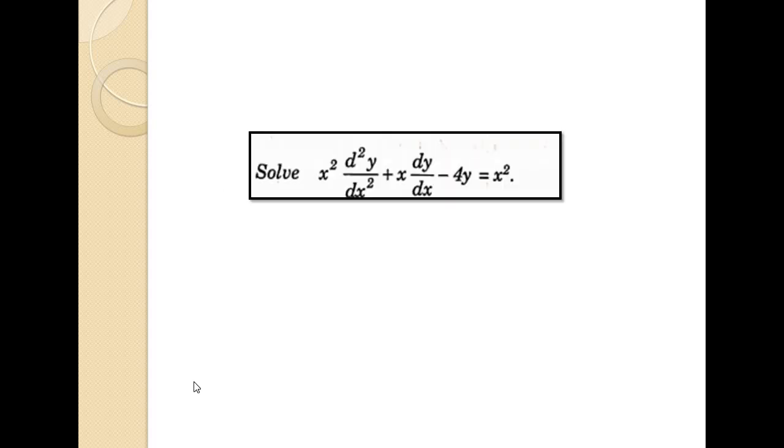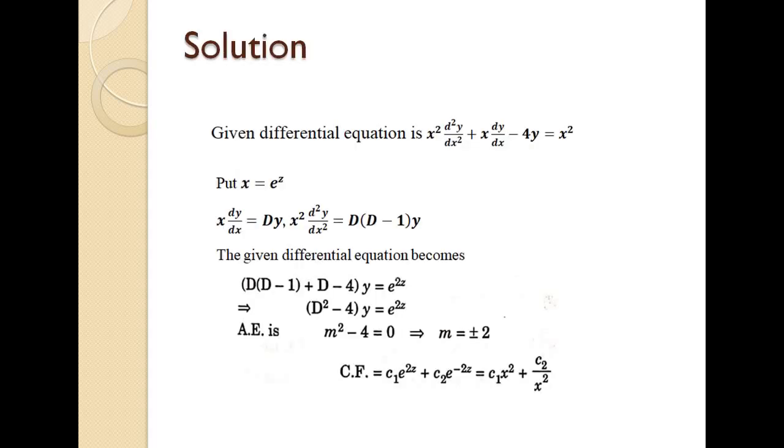Solve x square into d square y by dx square plus x into dy by dx minus 4y is equal to x square. Now let us see how to solve this equation. First step is to write the given differential equation, that is x square into d square y by dx square plus x into dy by dx minus 4y is equal to x square.